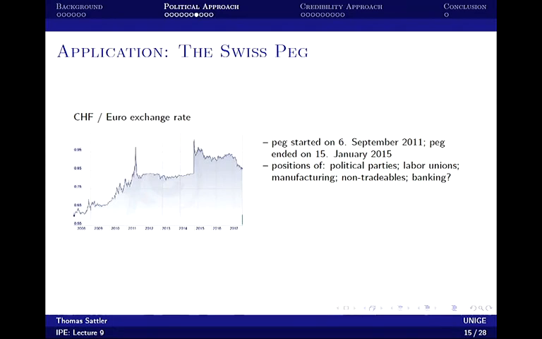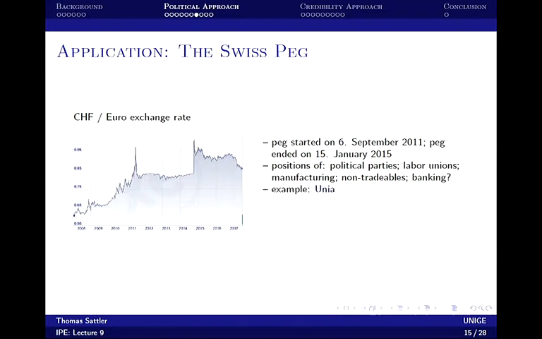So which party supported this decision to give up the fixed exchange rate? Yeah, so UDC supported this. Who else? So the liberals supported it, more or less. And the Social Democrats, the Socialist Party, was opposed. So we see a clear partisan split.